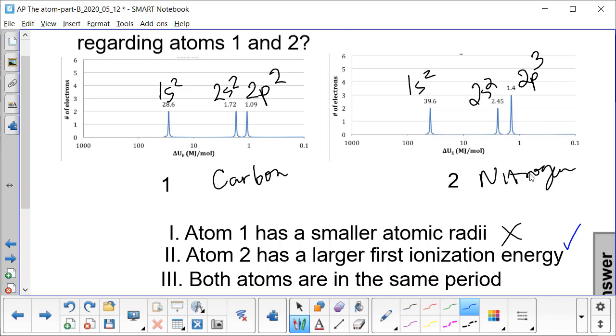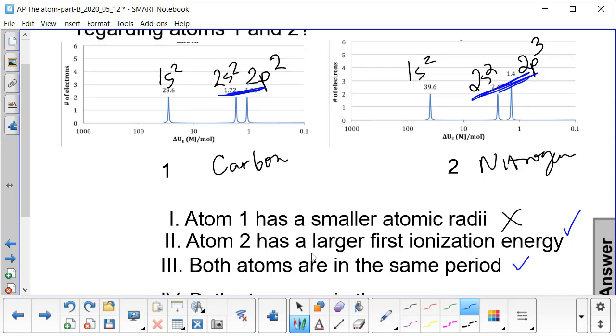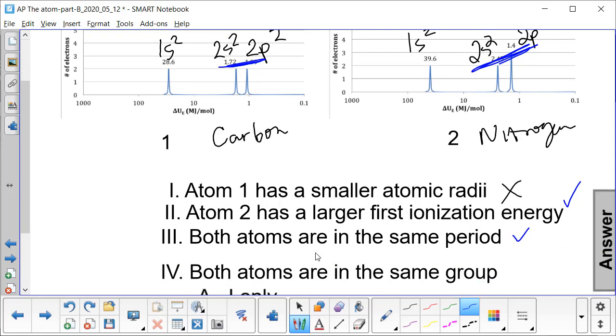Number 3, both atoms are in the same period. The period is the row across the periodic table, and so we can see that's true. We have an outer electron configuration in the second period for both of these atoms. So that's true. But then number 4, both atoms are in the same group.